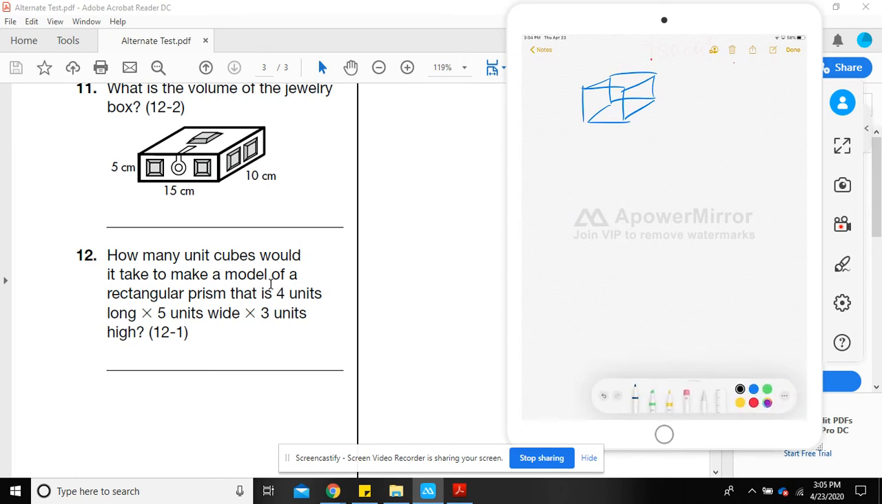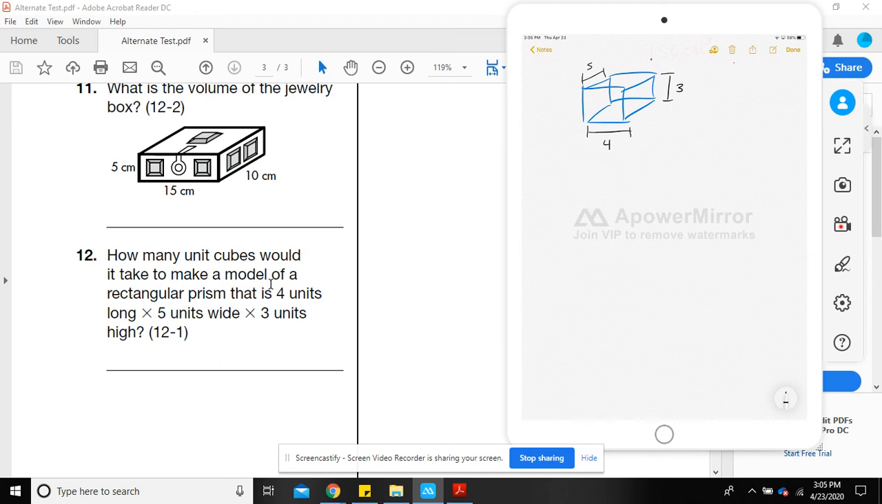And let's go ahead and label this. So it says that it's going to be 4 units long. So this would be 4 units here. It's going to be 5 units wide. So this could be 5. And, oh, actually that's going to be the height. I'm sorry. Let's change that to a 3. And we'll take this piece here. This is going to be our 5 for 5 units wide. So we're just going to take those numbers.